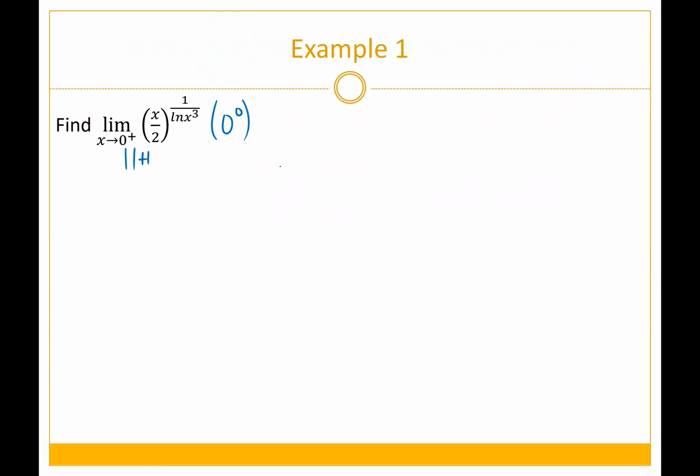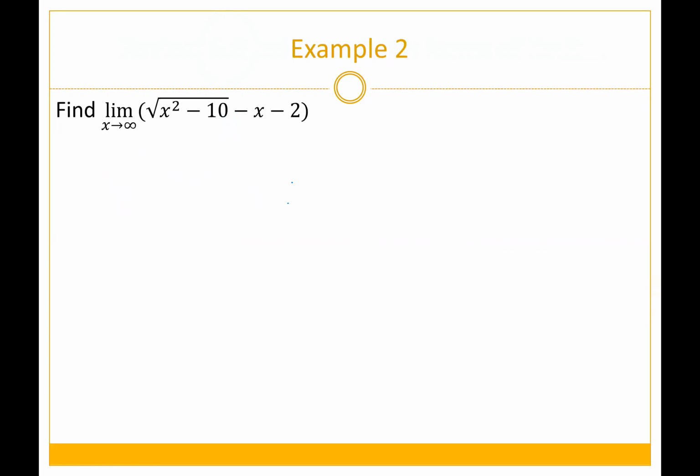So let's do it: you're going to take the limit of x approaching 0 plus. Oh, not the L'Hopital rule yet. You have to put it in product form. So you're going to have e to the 1 over ln of x cubed multiplied by ln of x over 2. Now you can take this e outside and take this limit inside.